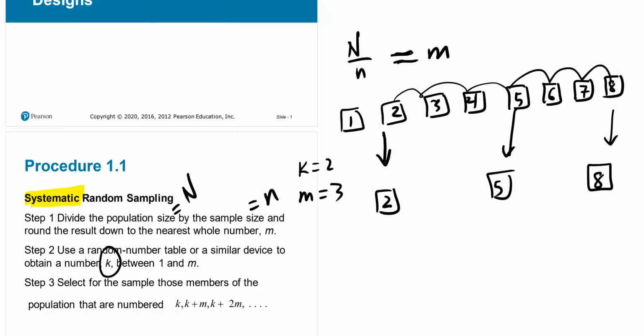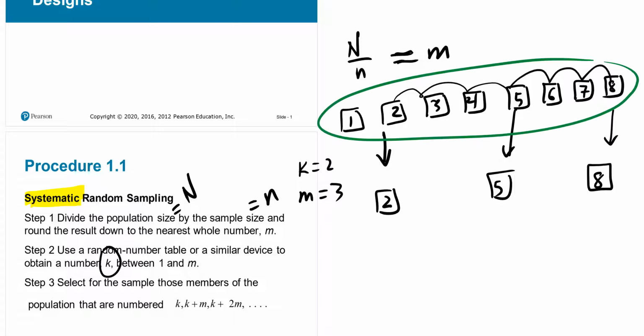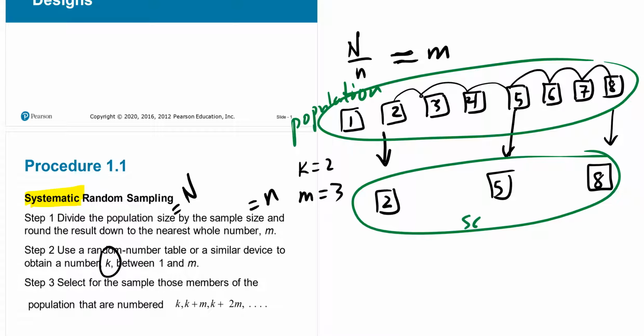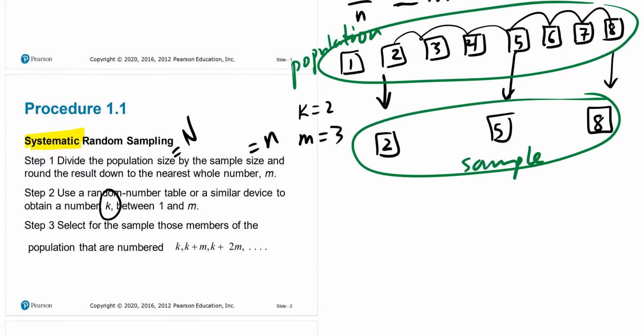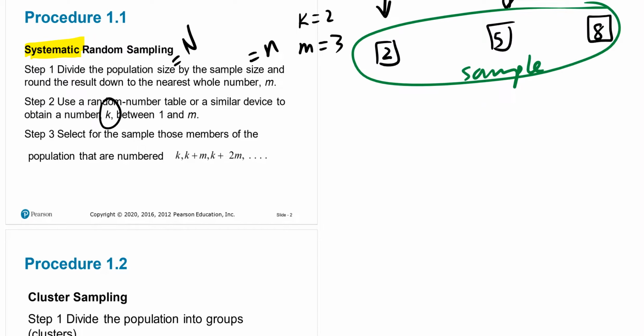So this part here, this is our population. And what I obtained here, that's the sample. I obtained this sample by using the systematic way. That's another way. So besides simple random sampling, we have systematic random sampling. Another one is called cluster sampling.